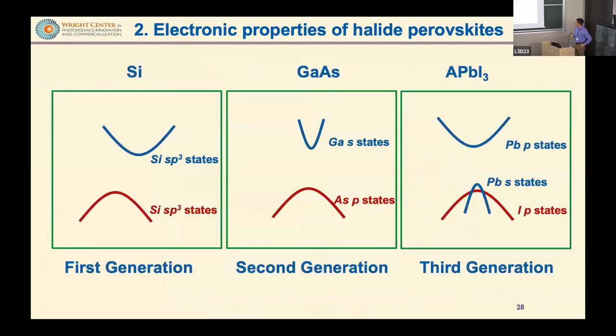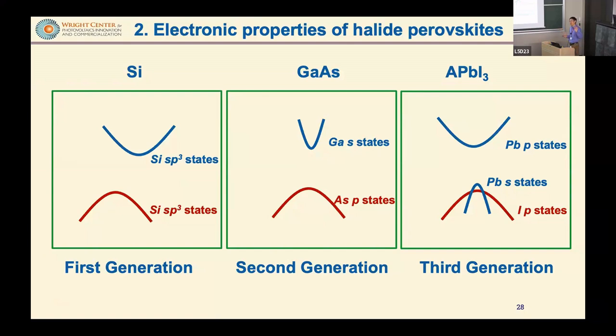So if we summarize all these bands together in this chart, we see that for the first generation solar cell, which is silicon, there is a strong sp hybridization. The conduction band and the valence band are both from silicon sp hybridized orbitals, and the shapes are more or less similar. Because you have p orbitals, the density of states is relatively high.